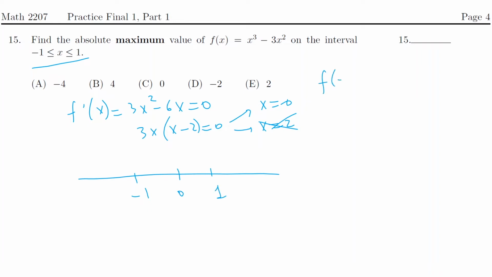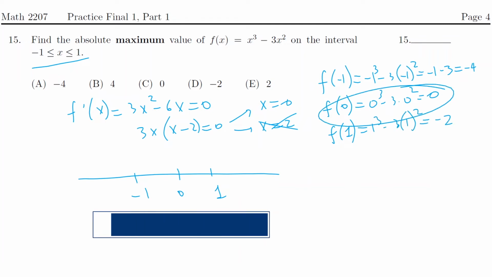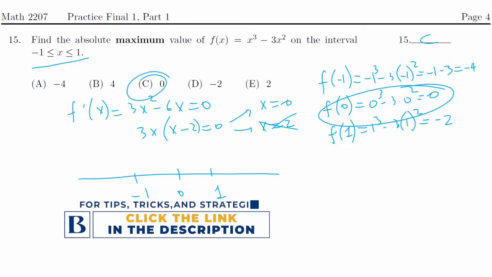So f of negative 1 equals negative 1 cubed minus 3 times negative 1 squared, negative 1 minus 3 equals negative 4. F of 0 equals 0 cubed minus 3 times 0 squared equals 0. F of 1 equals 1 cubed minus 3 times 1 squared equals negative 2. So clearly this is the answer. C. Next.